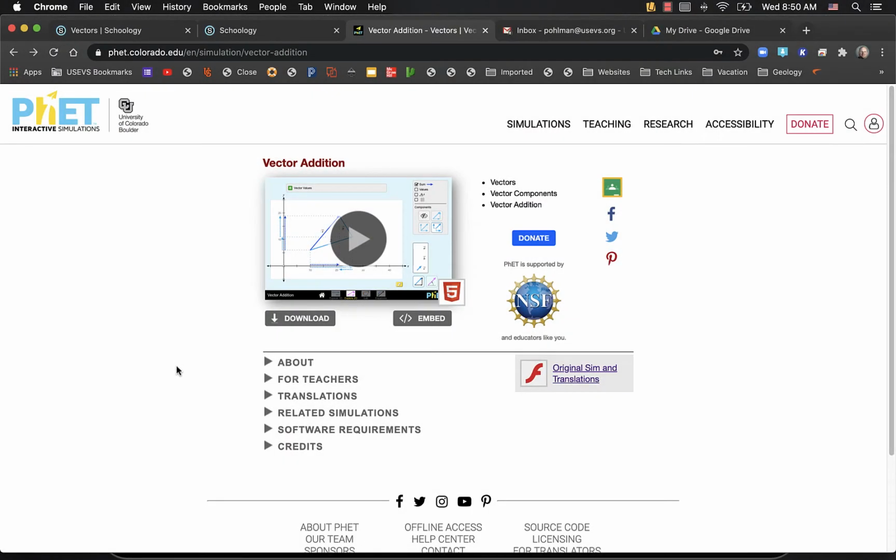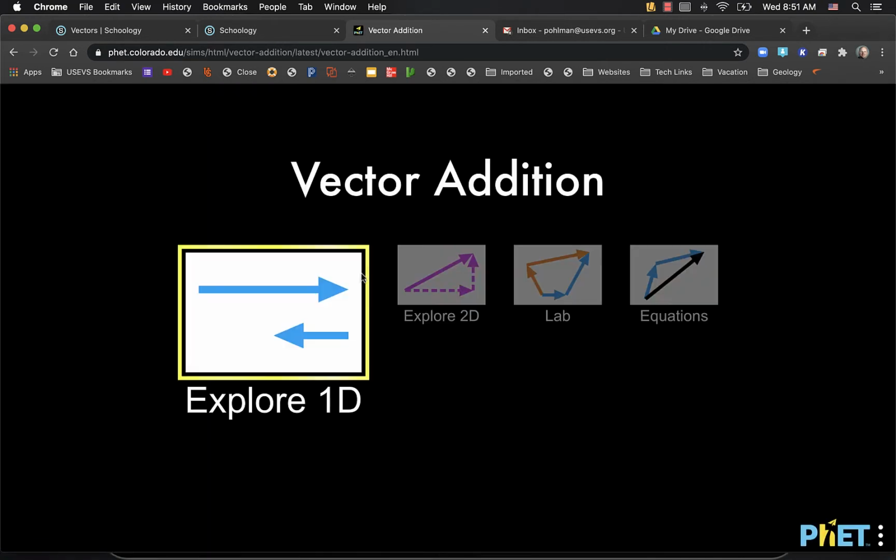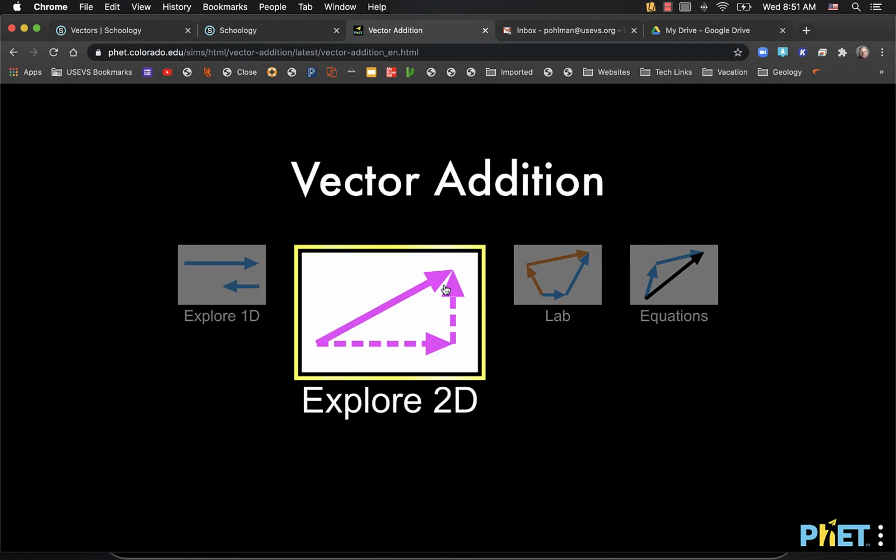Hello students. In the previous lessons, we have been building towards understanding vector diagrams and being able to interpret them. Today, I'd like to start off with a PhET interactive simulation. It's called Vector Addition, and you can go to that and play around with this also. You can also use this to help identify if you're doing some of your work correctly or not. We can go to Explore 2D.